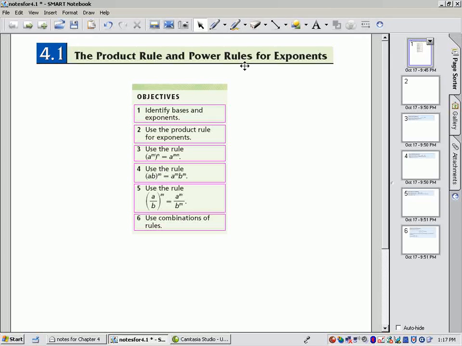This is Andrea Hendricks, and I want to talk to you about Section 4.1, the product rule and power rule for exponents. If you recall back in Chapter 1, we talked about the definition of an exponent and worked with it with just numerical expressions.